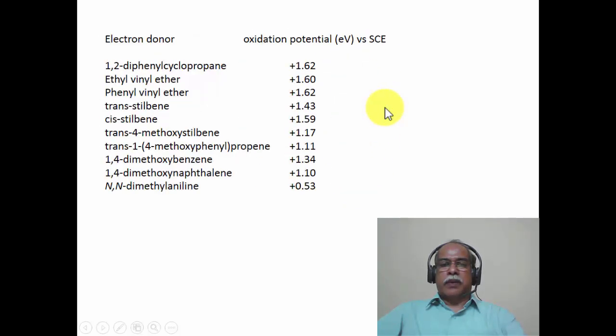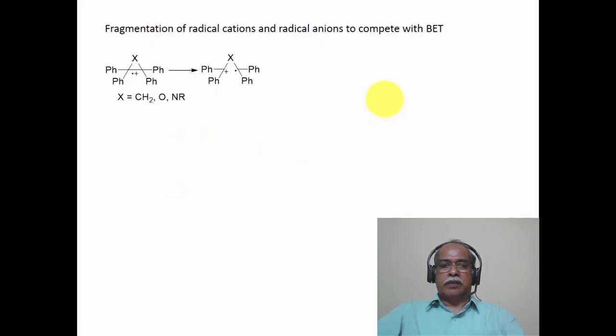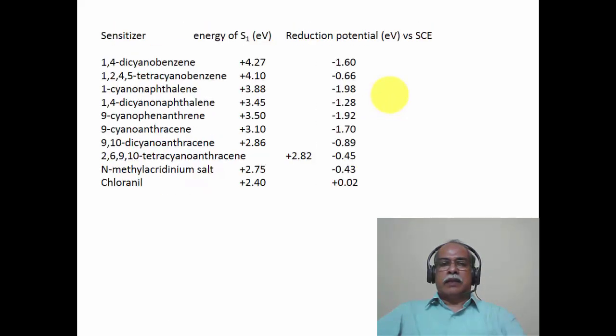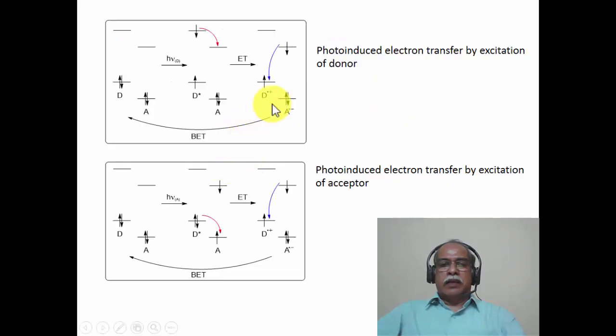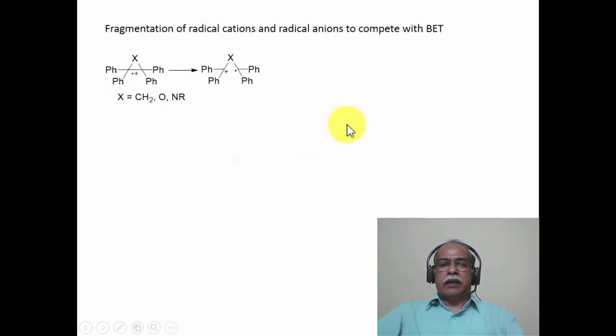Now, once the electron transfer takes place, in order to avoid the back electron transfer, you have to consume the donor cation radical and the acceptor anion radical. Some of the cation radicals and anion radicals are spontaneously decomposed during the course of the electron transfer process, and such a decomposition will ensure that return electron transfer or the back electron transfer is suppressed. So it is advantageous to have productive photochemistry by fragmenting the cation radical or anion radical to compete with the energy wasting back electron transfer.